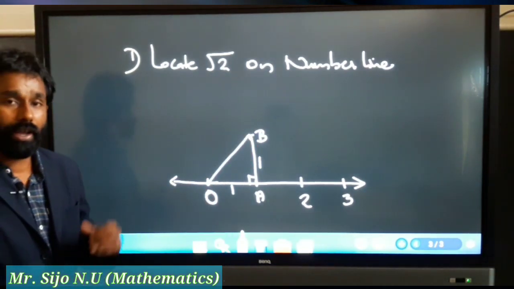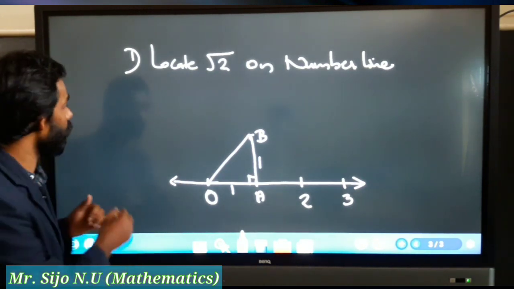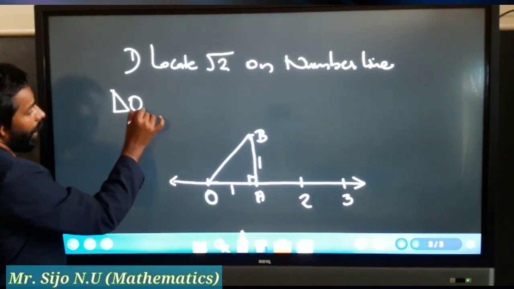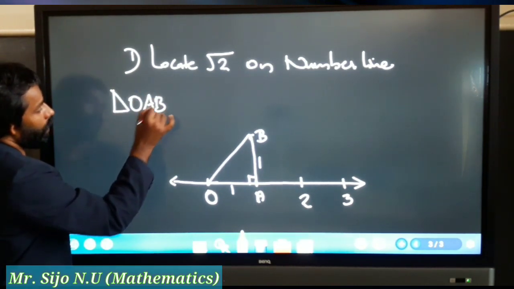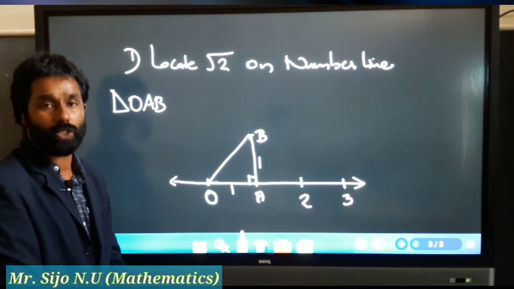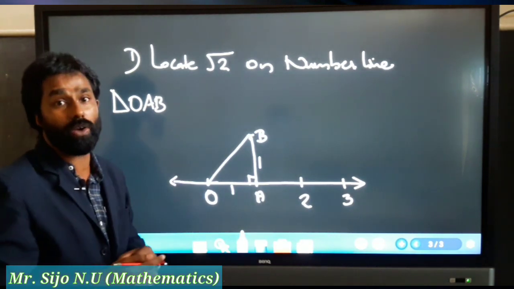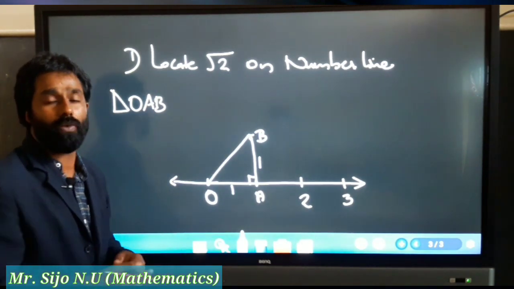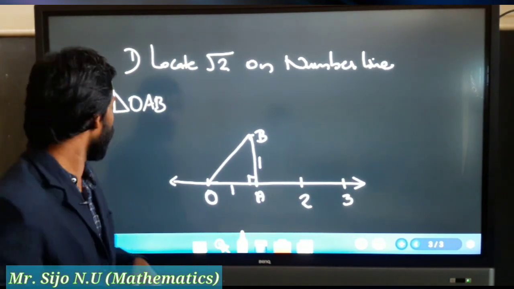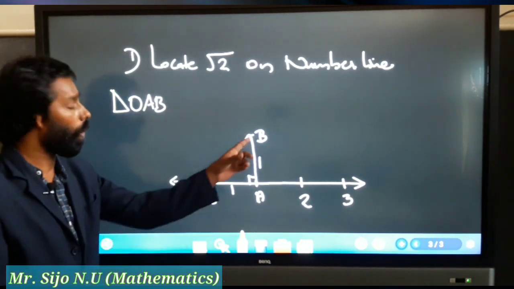So what happened? Here we got a right angle triangle OAB. Now we are going to find the length of OB. So how to find out the length of OB here? Well, we have learned already the Pythagoras theorem, and what is Pythagoras theorem and its purpose also we know. Well, now by using the Pythagoras theorem, we can easily find the length of OB.